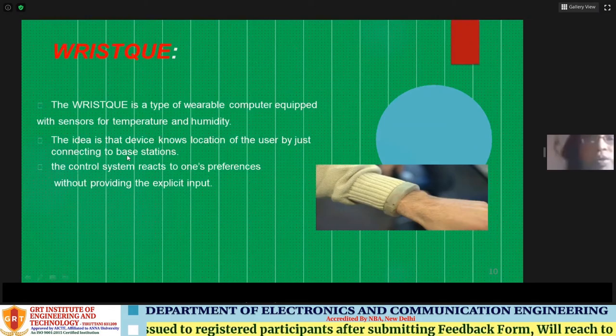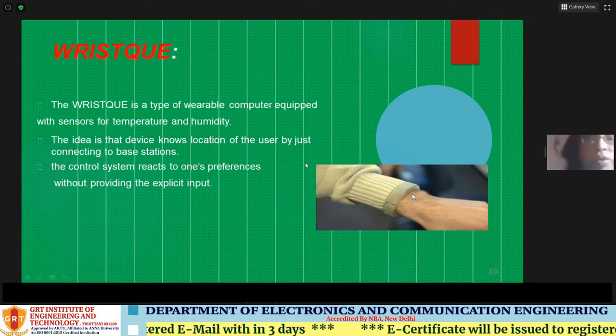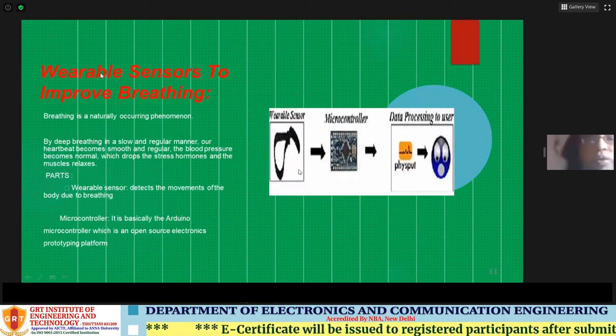The idea is to detect the temperature as well as the humidity of your body. As well, you can detect your heart rate also. Here I am introducing one more system, used to improve your breathing.